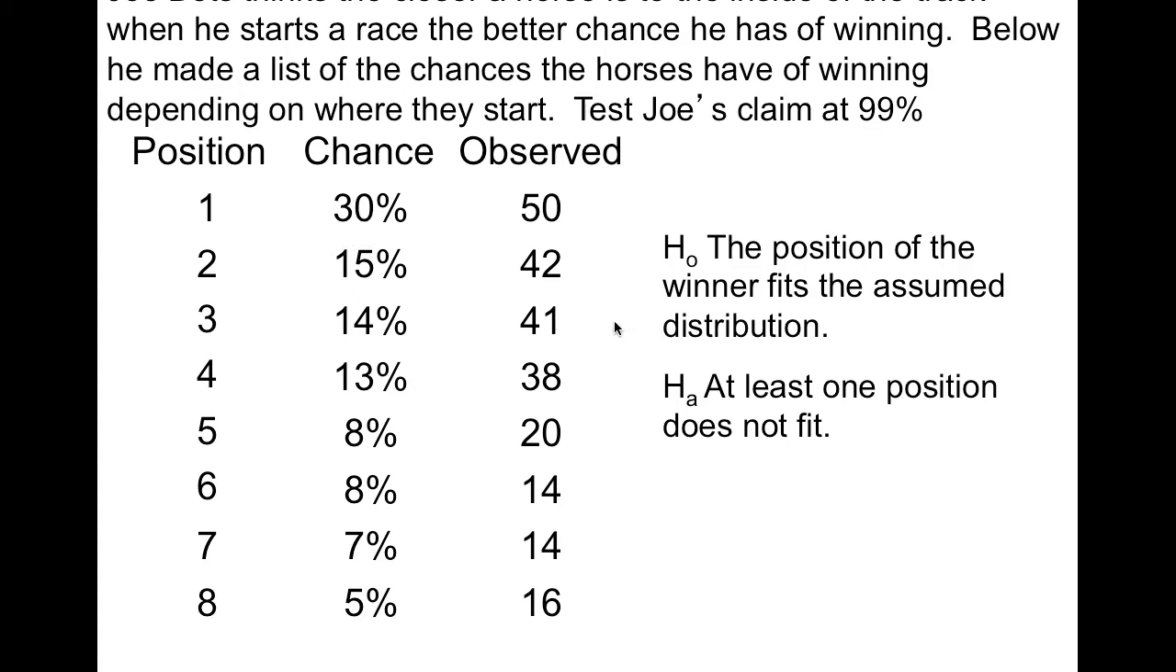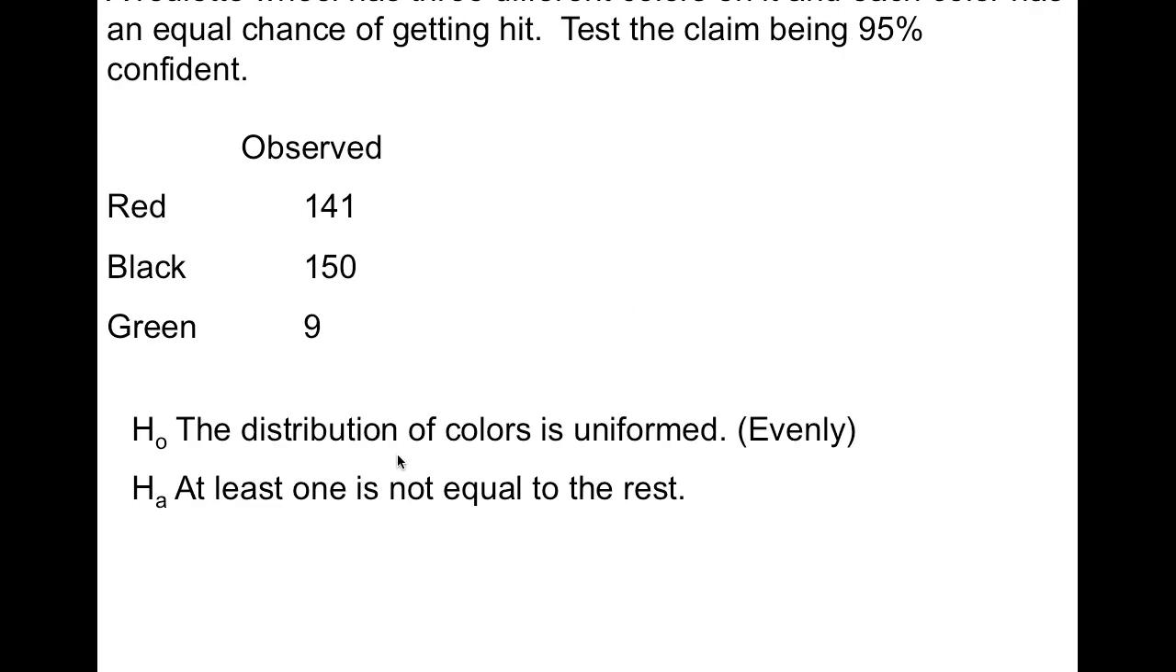Okay, so there's our null and alternate. So make sure you look at them. It's not an equation this time again. It's going to be a statement describing what the distribution is. Either it fits the assumed distribution, that's if they give you all percentages, or it is uniform or even.